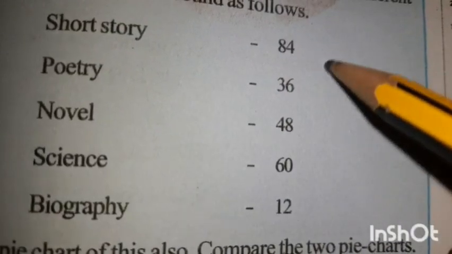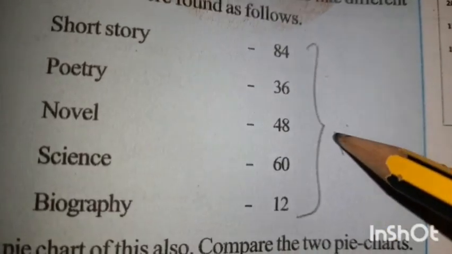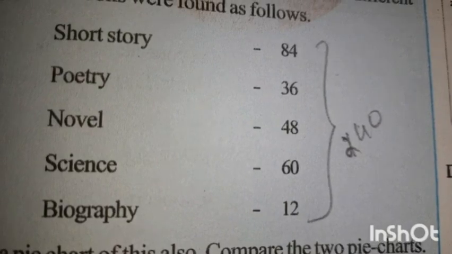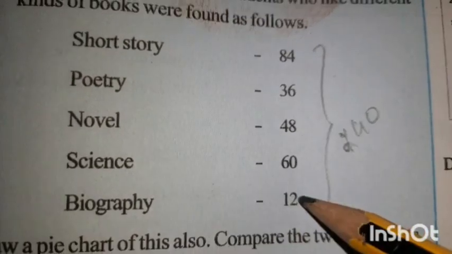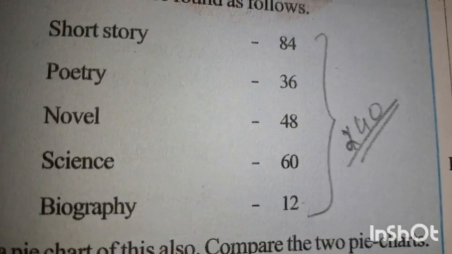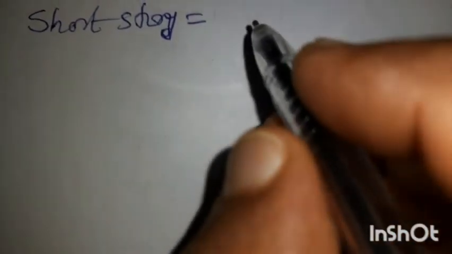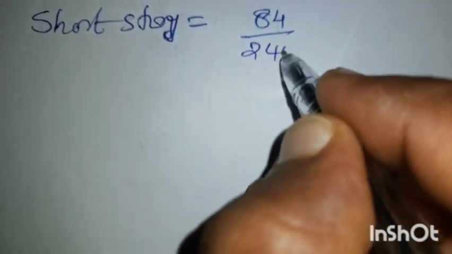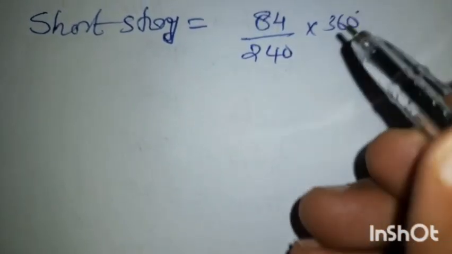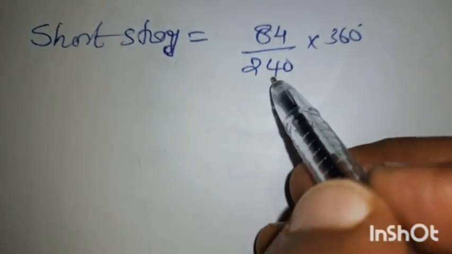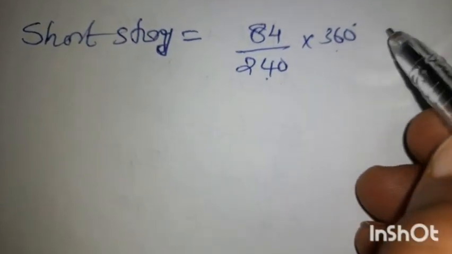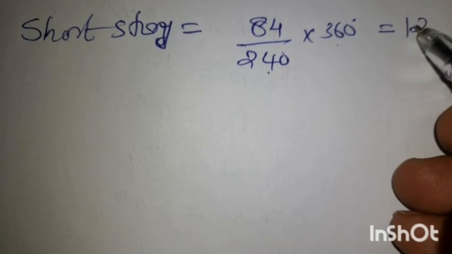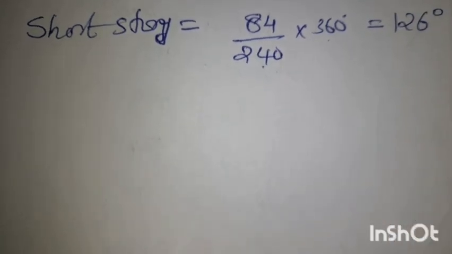At first you have to find out the total of this. 240 is the total. So find out each degree. Short story is 84 divided by 240 into 360. The number of books given in the table and the total number of books, you have to divide it, multiplied by 360. You get the answer as 126 degrees.